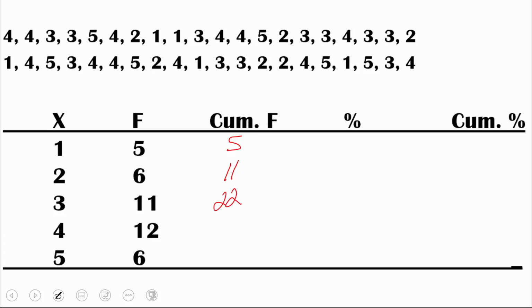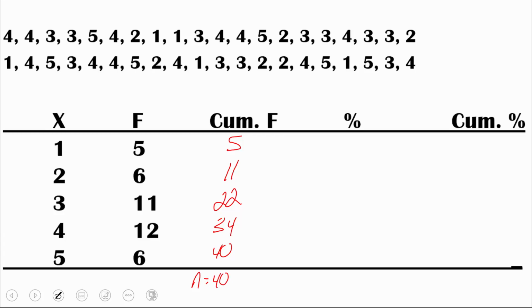How many students earned a 4 or less? We have 12 students who earned a 4. 22 and 12 would be 34. And then finally, how many students earned a 5 or less? There are 6 students who earned a 5. We'll tack that on to that value 34. 34 and 6 equals 40. Remember, all of the scores are represented at that cumulative frequency. Everybody had to score a 5 or less. So that value right there represents our sample size. That value right there represents our N. So right below it, I'll write N equals 40.